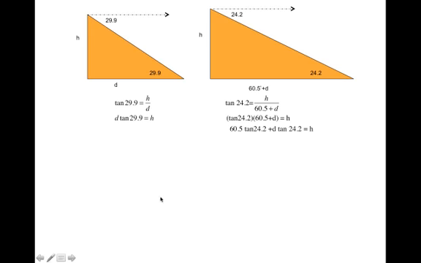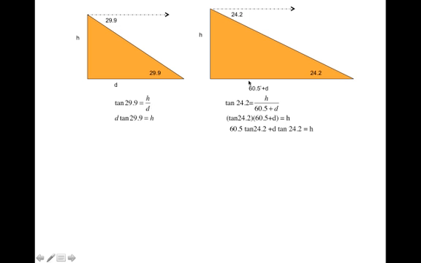If we look at these same two triangles, we can set up two equations. This is the part that's new, and it's going to require a lot of work, and yes, you're going to have to do a problem like this on your test. First thing, relating 29.9, H, and D, we can do that using a tangent equation. I'm then going to solve for H.